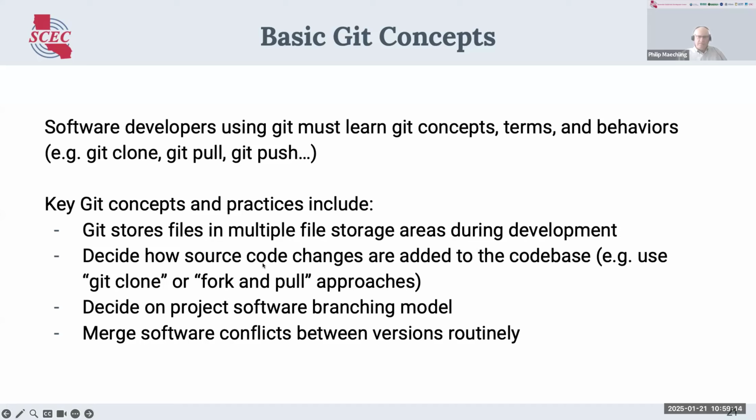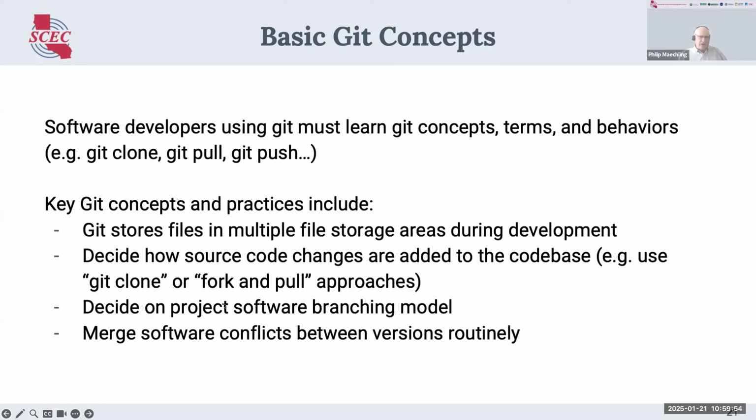When you work with Git, one of the key decisions you need to make is how changes are added to the code base. There are different approaches. You can clone the repo and then push back into the repo, or you can fork a repo and then give someone a pull request. That takes a little bit of learning to appreciate which practice you want to use for a project, but it will come up quickly when you work with others on a software development project.